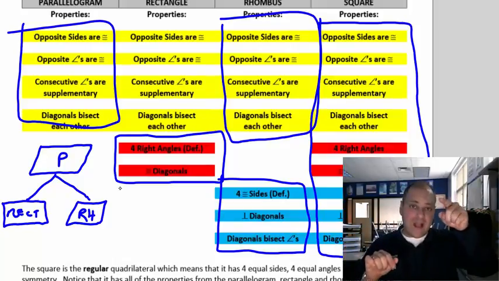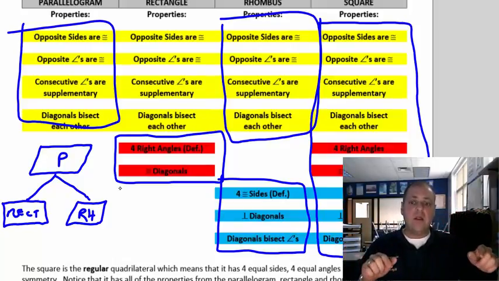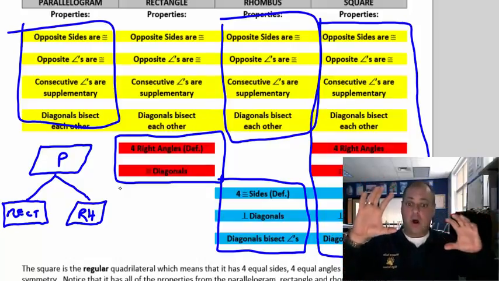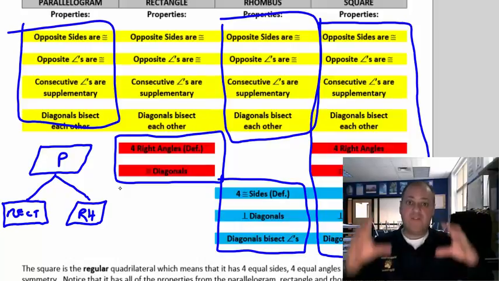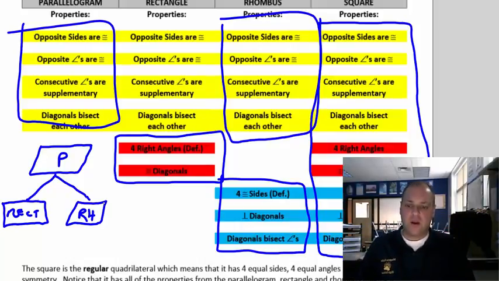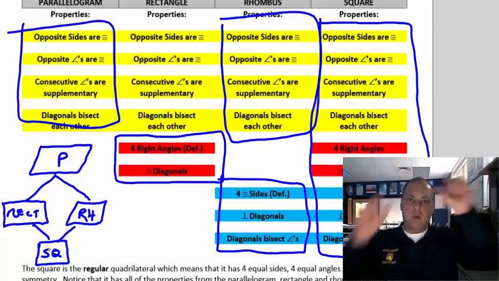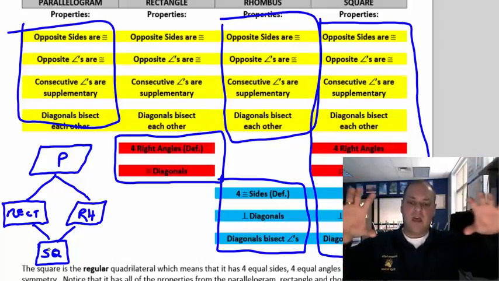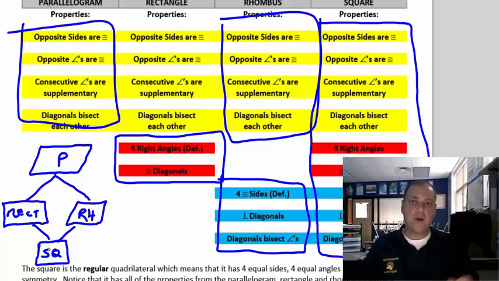If it's got the 4 right angles and the congruent diagonals, it's a rectangle. If it's got the 4 congruent sides, it's a rhombus. One or the other. If it's got both, all the red and the blue, see the red and the blue? If it's got both, that makes it a square. Does everyone understand this diagram? I hope you do. So you got a parallelogram. It could be a rectangle or a rhombus, and then if it has both, then it's a square.